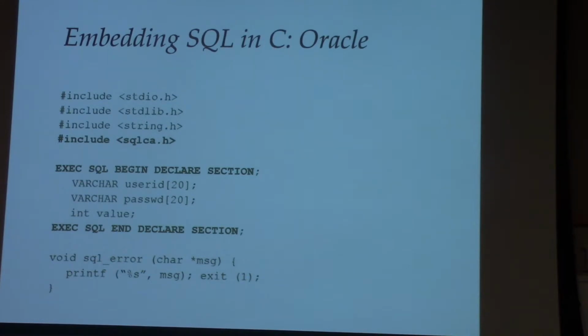This is an example of C using Oracle. You can see first you need to include the header file, sqlca.h. Then this part is the SQL part. You can see the VARCHAR variable, user ID.